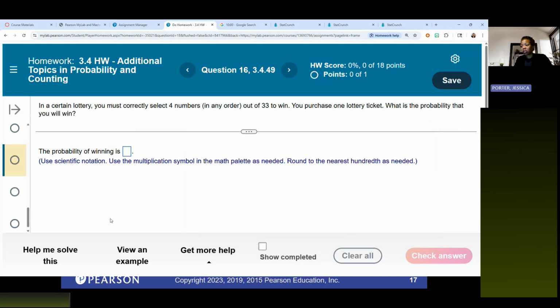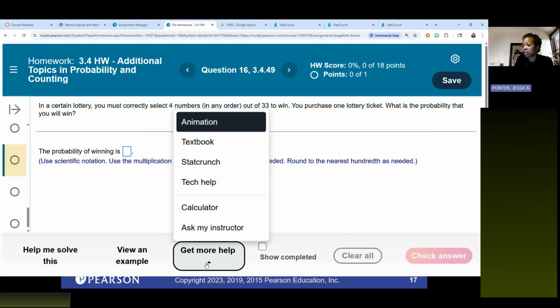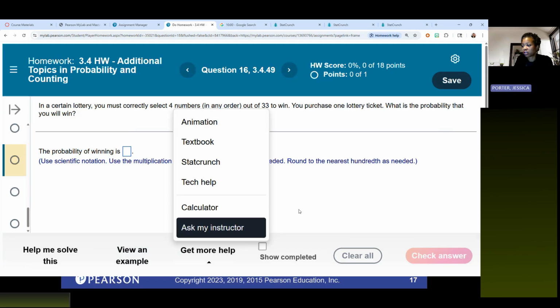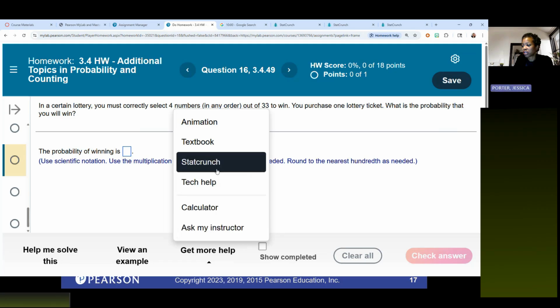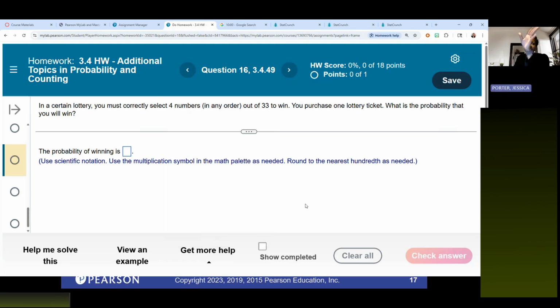So these are going to take some doing. Again, get more help, view an example, help me solve this are all ways that you can get help. You can always ask me. StatCrunch is here. You don't have to go through the way we went through to get to StatCrunch. I went through the main screen. But that is 3.4 done.